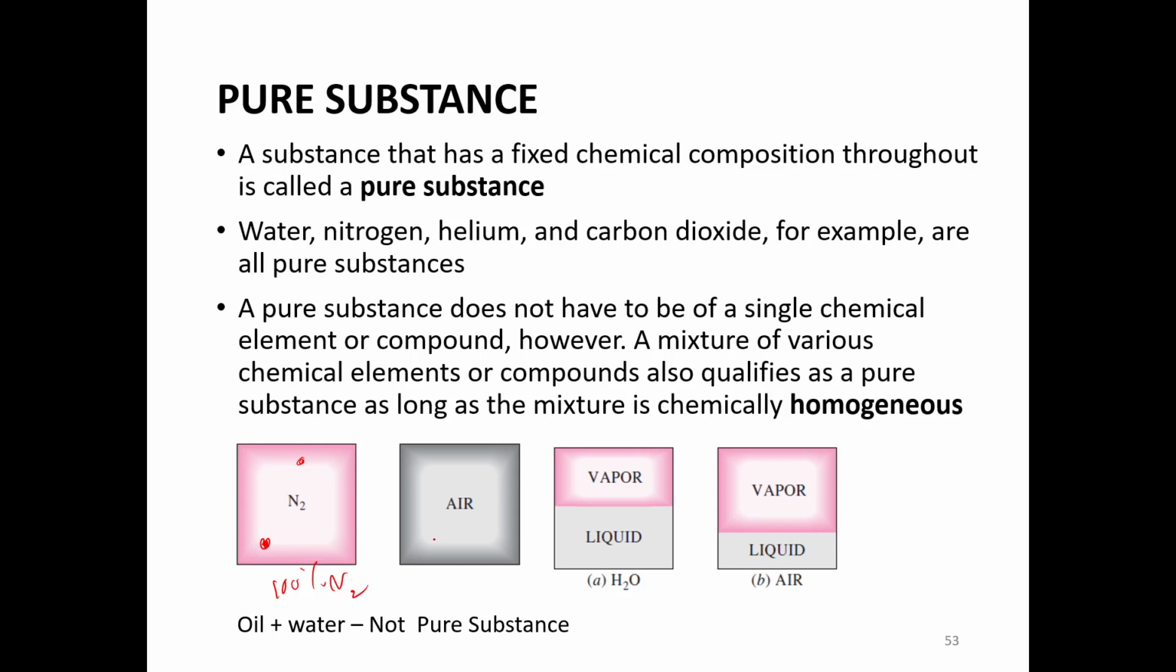Then air. Of course air is a mixture, right? In air we have oxygen, nitrogen, argon, and likewise different gases, but the mixture is homogeneous. That means we have the same composition, the same mixture percentages throughout the samples. Therefore we can say air also is a pure substance, right? N2 is a pure substance, air is a pure substance.